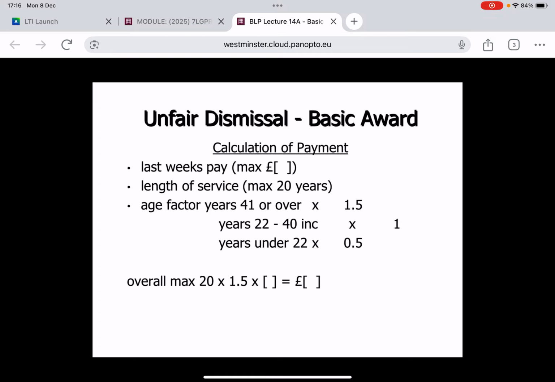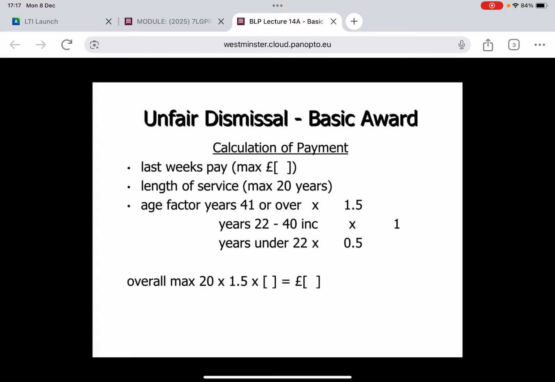So there's a slide here where we're looking at the basic award for unfair dismissal and how it's calculated. So let's just take a look at that for a moment. You'll see the details of the calculation on the slide here. So we can see the calculation, which, as I said, is the same as for the calculation for redundancy. We can see the details of how you do that calculation, which are set out here.